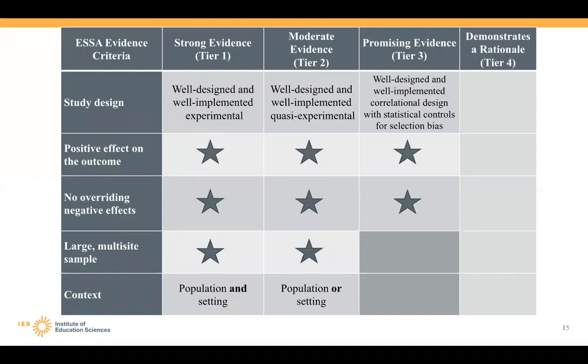And like Tiers 1 and 2, Tier 3 also requires a significant favorable effect with no overriding unfavorable effects from studies that meet What Works Clearinghouse standards. But Tier 3 does not require a large multi-site sample or any alignment with practitioner context. So this means that an outcome that would otherwise be Tier 1 or Tier 2, but does not meet either the sample size, the multi-site requirement, or the context requirements, will meet Tier 3.